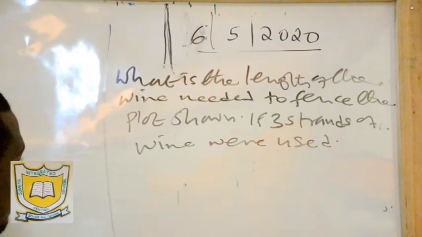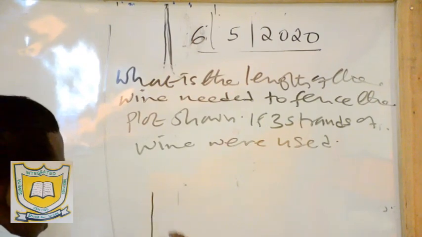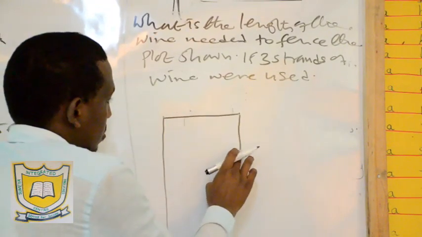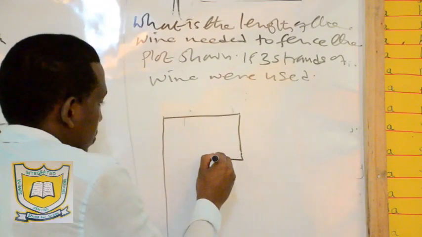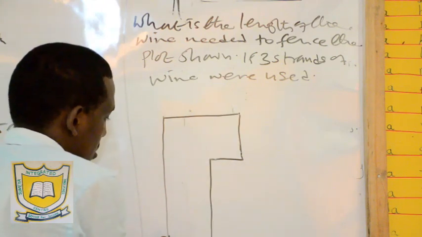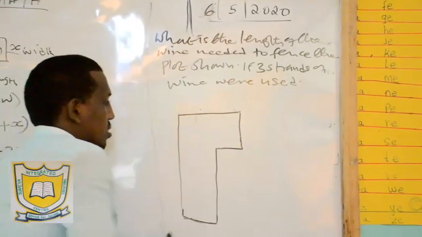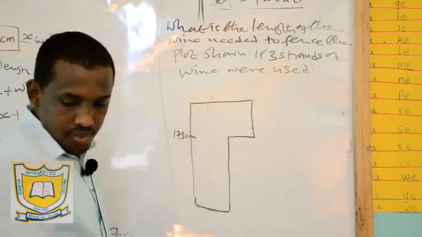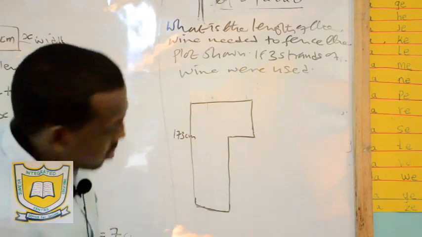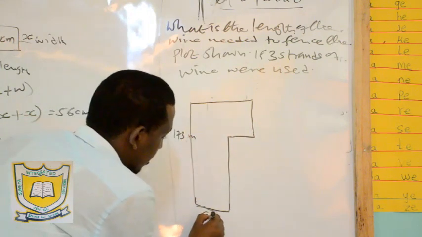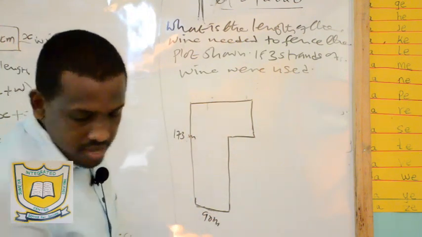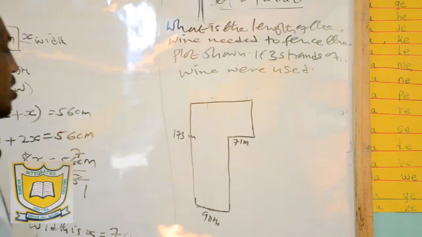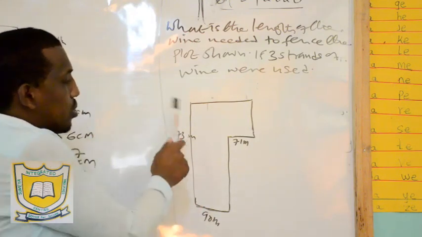Then this is the figure now. That's the kind of figure we have there. Then you are told this line is 173 meters, and here is 90 meters, and here you are told it's 71 meters. Then you are told to find the length of the wire used. That's the perimeter now. So we want to get the perimeter of this figure.